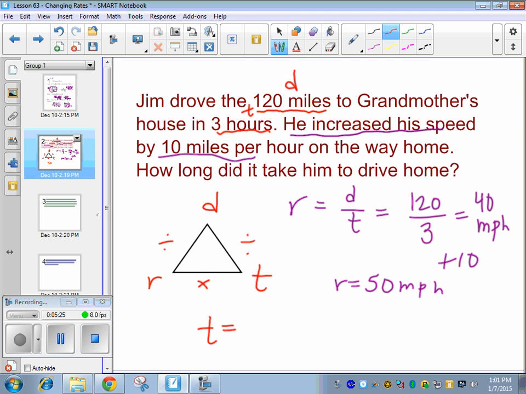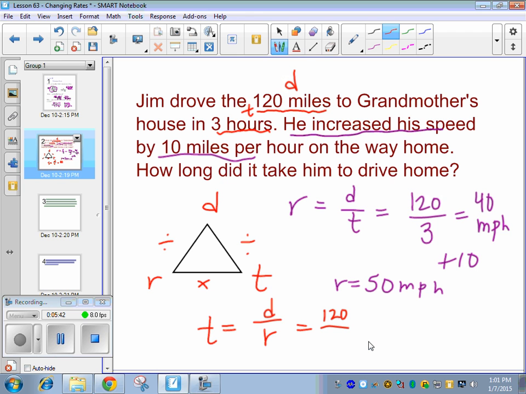What formula? Time equals distance divided by rate. Good. Okay, so the distance stays the same, right? We went to Grandma's house and we went home, so it's the same distance. So the 120 miles stays the same.